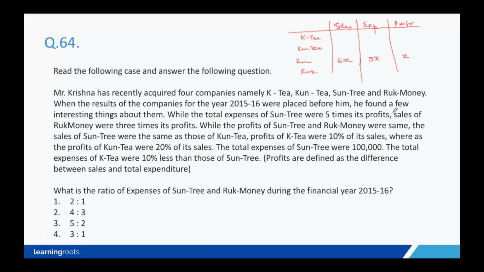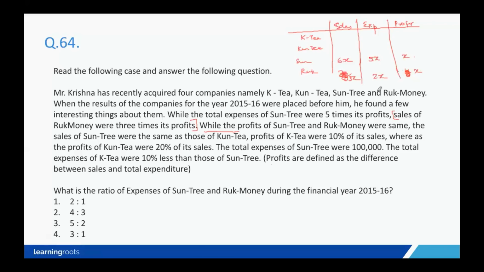What about the next one? Sales of Rukmani were 3 times its profits. If I call the profits of Rukmani Y, then the sales of Rukmani would have been 3Y. The next statement says the profits of Sundry and Rukmani are the same. So I can replace Y by X, and this becomes 3X. If this is 3X and this is X, then this should be 2X.